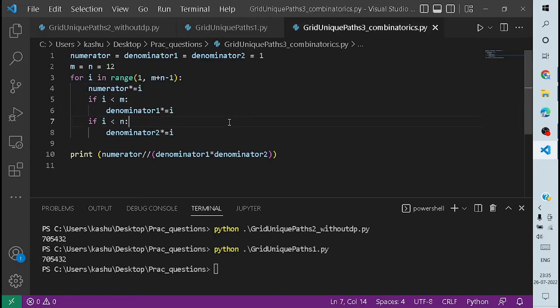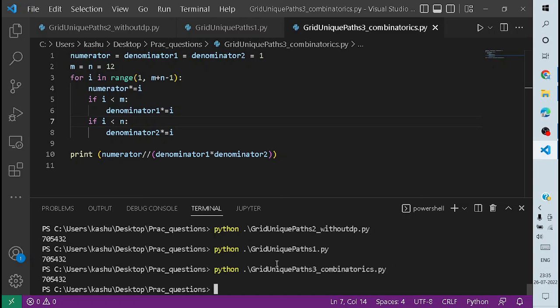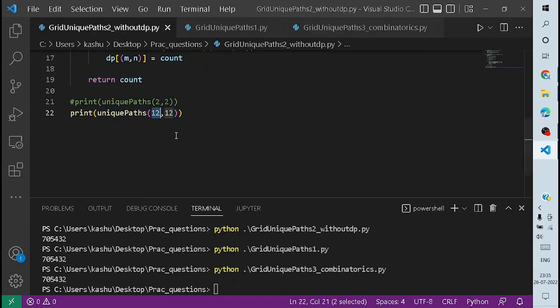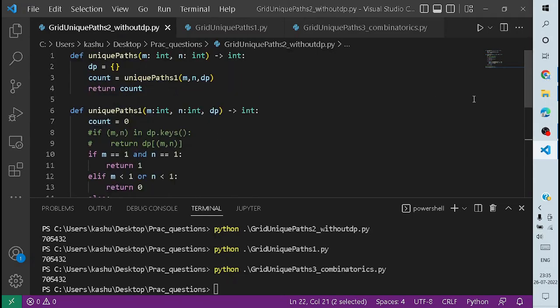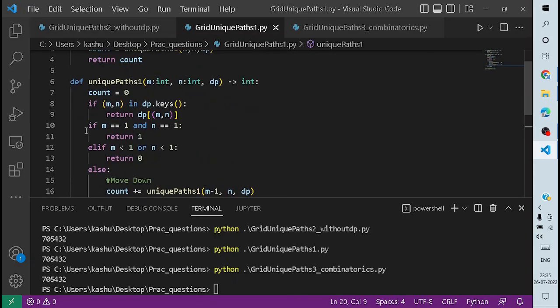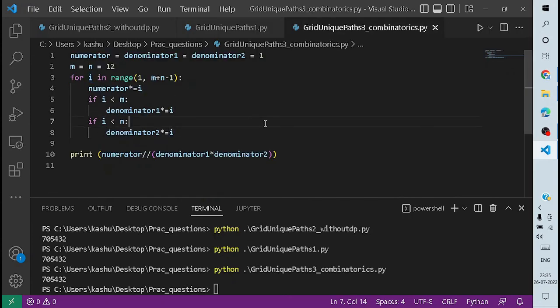Let's look at the combinatorics approach. And for m equals to n equals 12, which is a 12 cross 12 matrix, let's see how much time it takes. And it is happening very quickly. So I hope you have understood this recursive approach, the significance of dynamic programming, and the combinatorics approach for the same problem. And I hope you liked this particular problem and solution and the way I explained it.